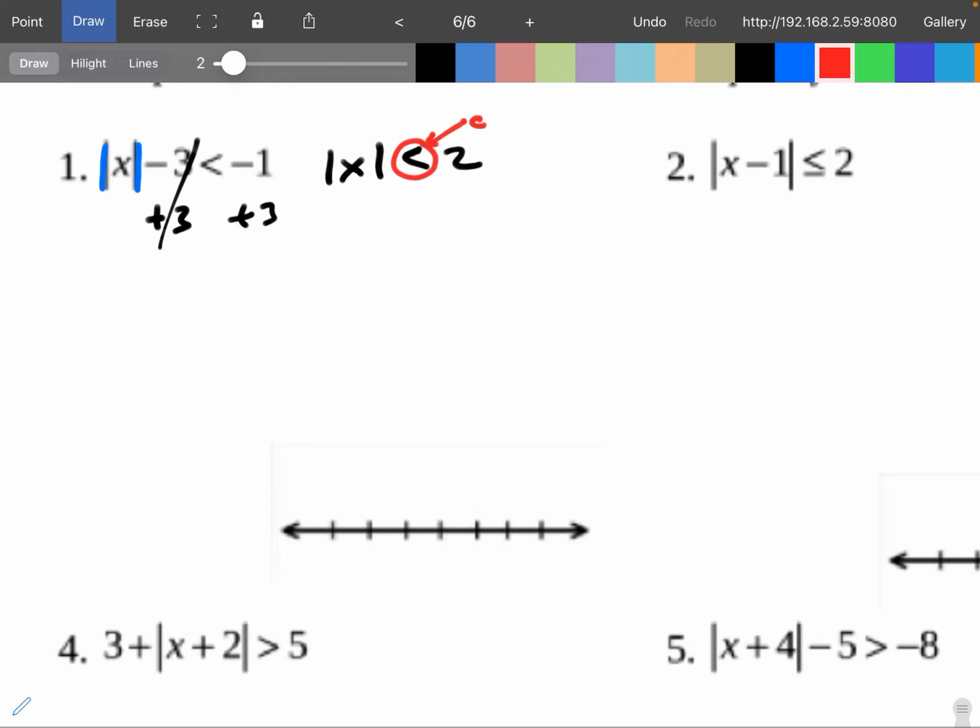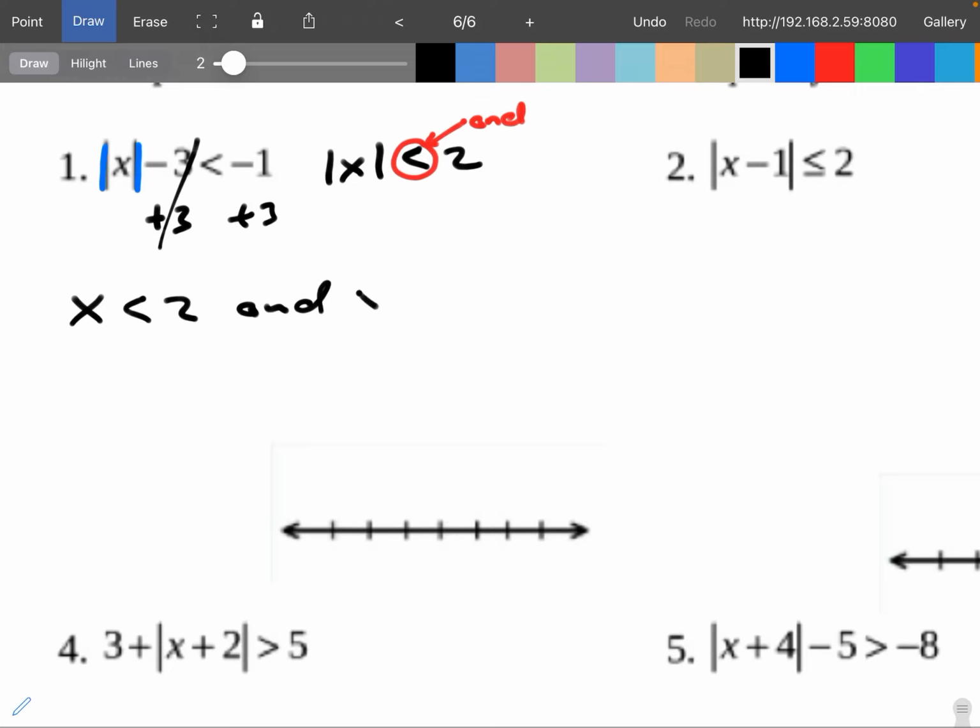So after you have the absolute value all by itself, now the next most important step is you got to decide, looking at this now, is that an and or an or? So look at the, yeah, if it's got a less than in it, it's an and. So you got to note that. But don't do that until you get the absolute value all by itself first.